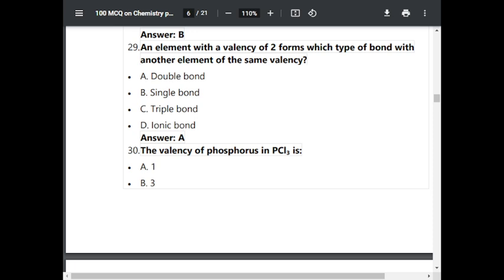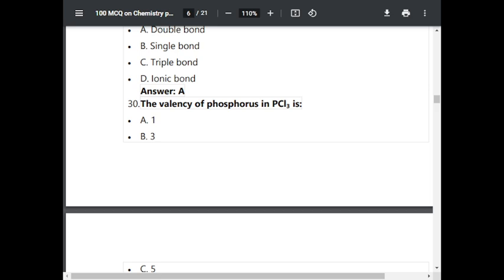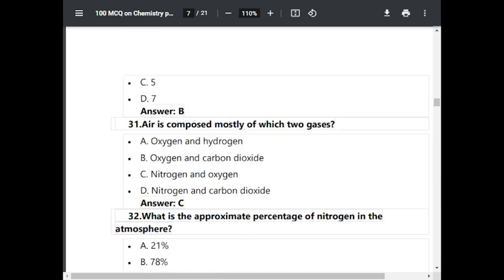Question number 30. The valency of phosphorus in PCl3 is: option A 1, option B 3, option C 5, option D 7. The correct answer is B, 3. The valency of phosphorus in PCl3 is 3. Option B is correct.